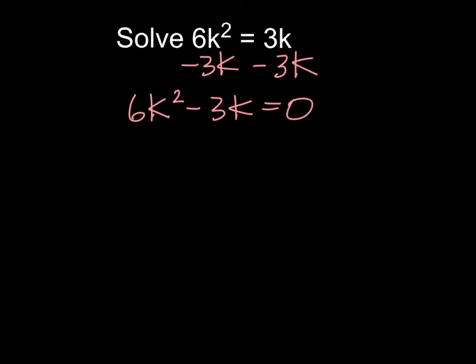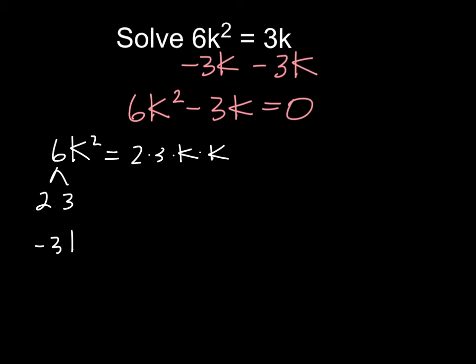And remember, the first thing you always want to check for is a GCF. So in this case, there will be a GCF. And remember, if you need to, you can always make the factor tree. So 6, I can split up into 2 times 3. So 6k squared is really 2 times 3 times k. And then negative 3k, negative 3 is really negative 1 times 3.